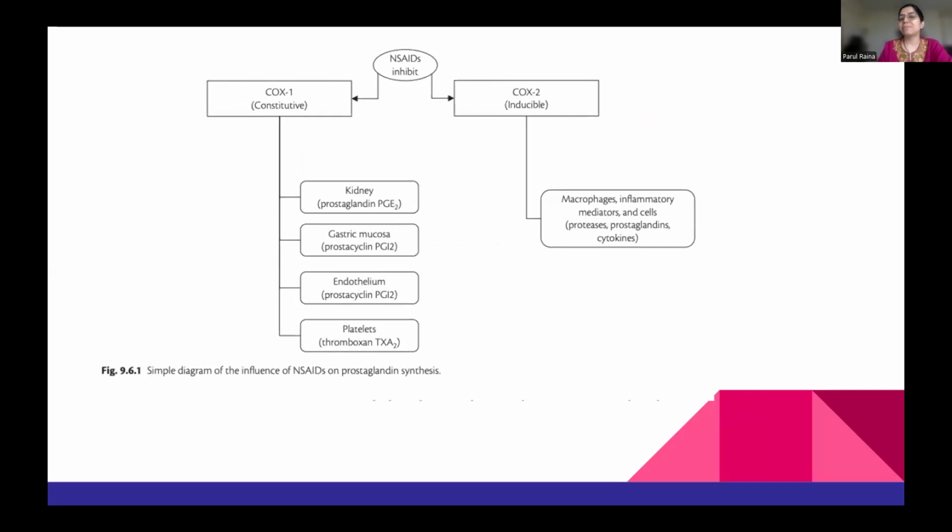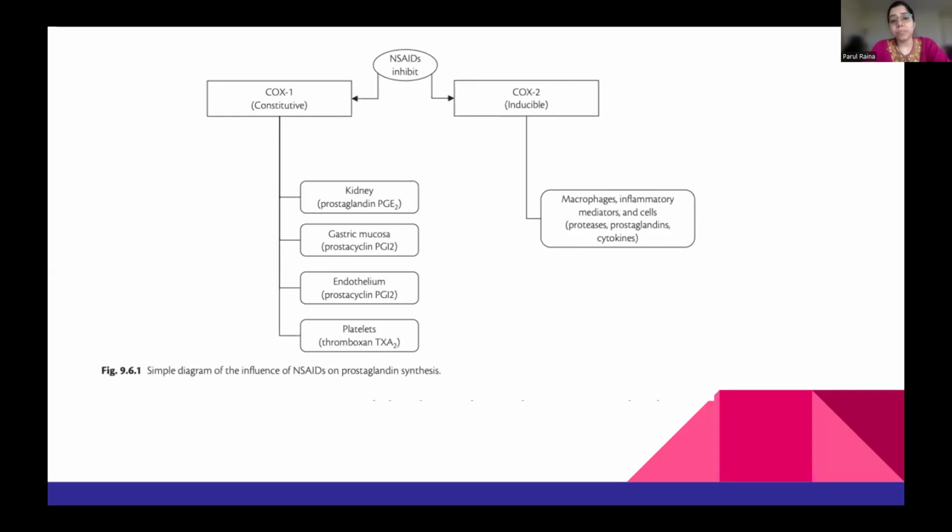As I already mentioned, NSAIDs inhibit COX-1 and COX-2. COX-1 is usually constitutive, which is already present inside the body. And COX-2 is inducible for any inflammatory response whenever the body receives one. COX-1 is constitutive and it is present in the kidney, gastric mucosa, endothelium, and the platelets. So, what were the side effects?